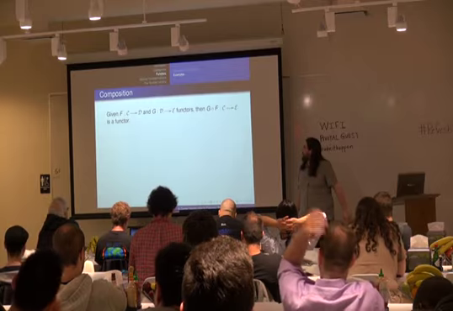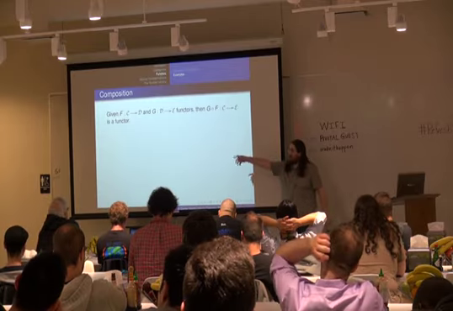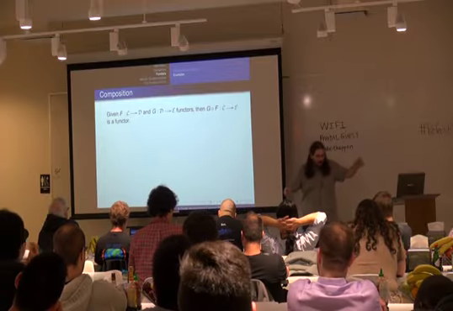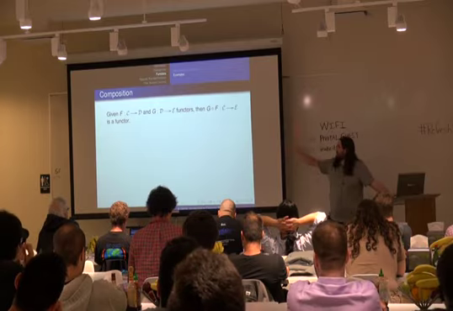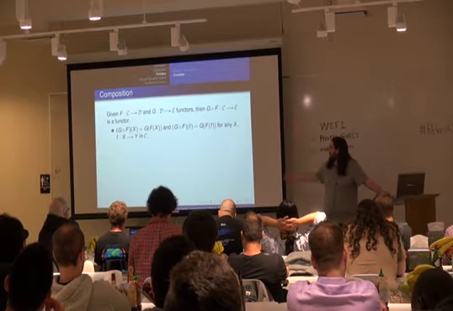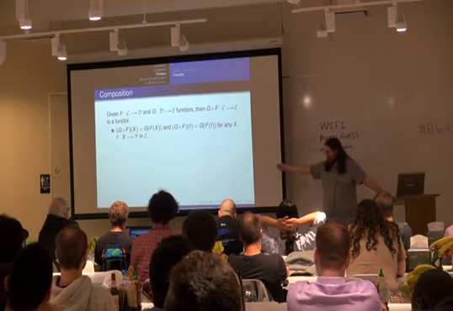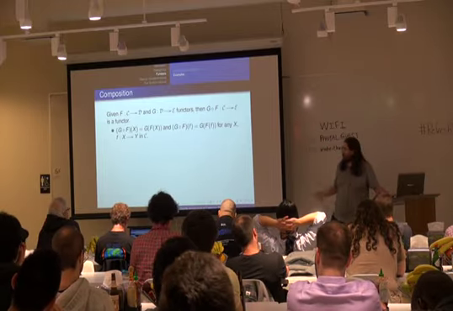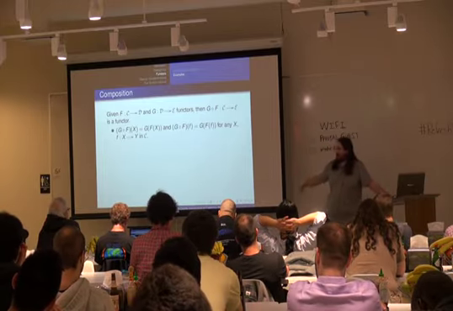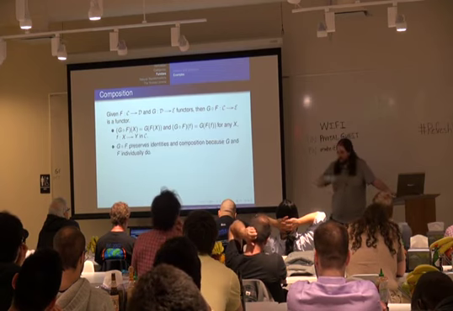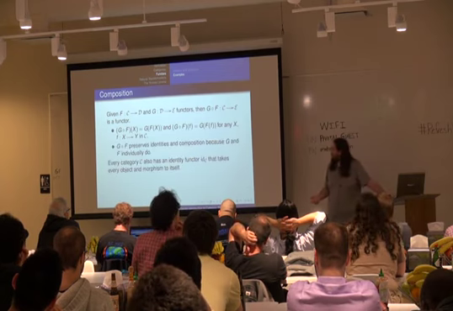So functors compose. If I've got a functor from one category to another and a functor from this category to another category, now I can get a functor that's the composite. How does that work? Well, on objects you just send it to whatever F sends it to and then send that to whatever G sends it to. And morphisms do the same thing. And it preserves all of the laws because the individual parts preserve the laws.